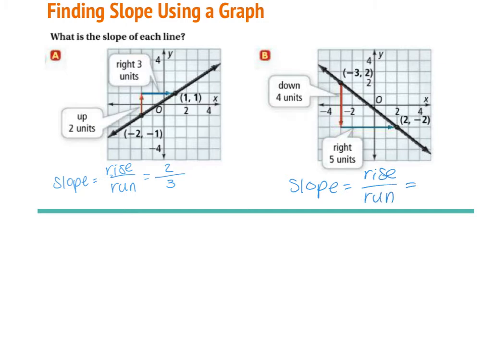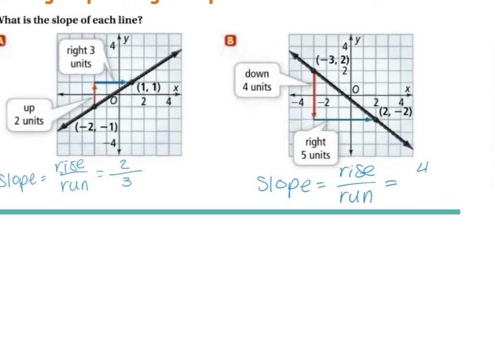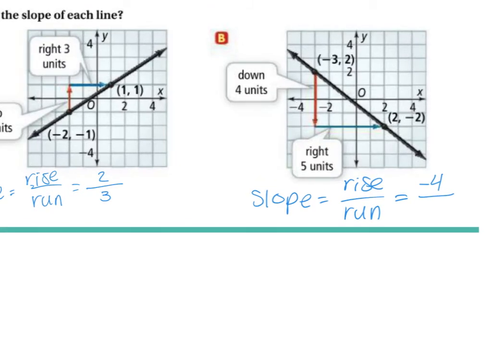What's our rise here? Be careful. What's our rise here? Tessa? 4. Positive or negative? Why negative? Good. It's going down. Okay? And next, we've got to the right 5 units. What's our run, people? Ashton, what's our run? What's our run in the second one? In B?